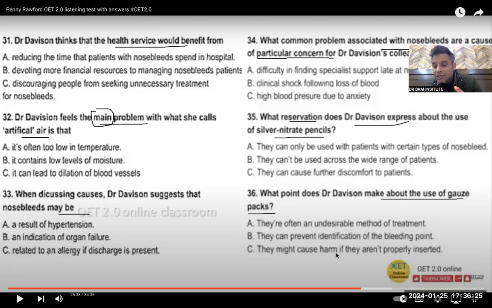You find half the sentence correct. You listen to, oh, there is a danger. Danger means harm. She also said might. I will do this. But she's not talking about proper insertion. She's saying gauze pack may be dangerous if it is left in for too long. So she's talking about timing. She's not talking about insertion. So half the option is eliminated. That is what you need to learn.